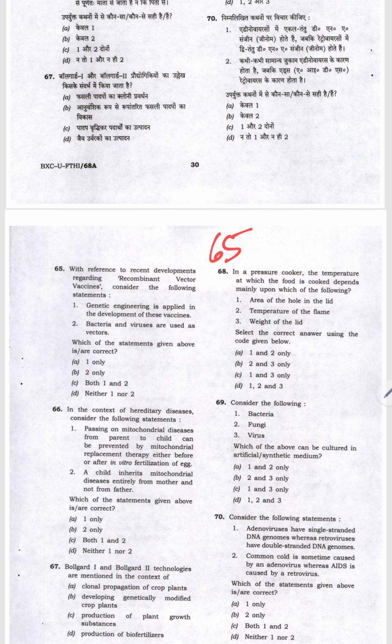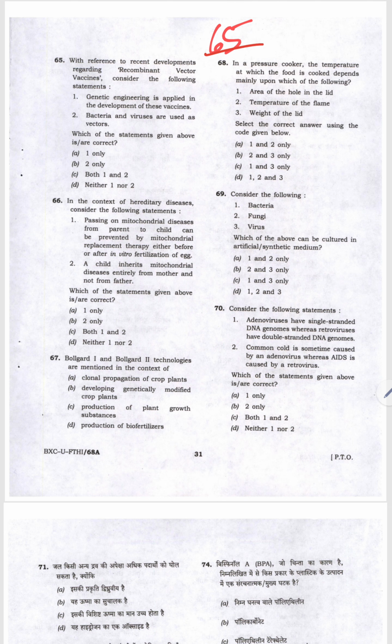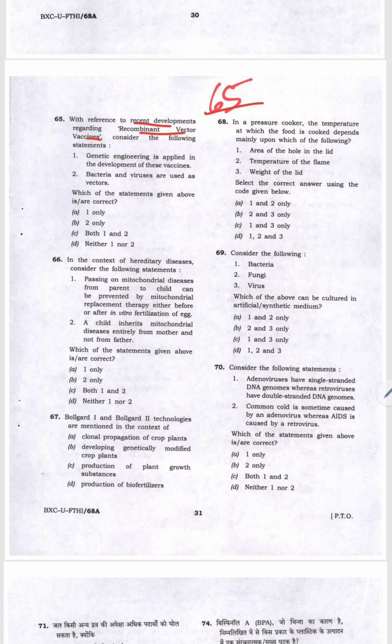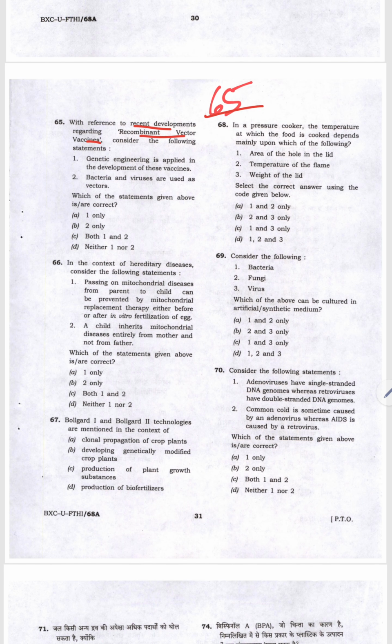Got it? Next, on page 65, with reference to recent developments regarding recombinant vector vaccines, consider the following statements. I really don't know about recombinant vector vaccines before the examination. Let us assume. Do I need to omit this question? No. First, read the statements. Genetic engineering is applied in the development of these vaccines. Can be possible, right? Because new technologies are evolving day by day. Genetic engineering can definitely be involved in it. So one statement is positive.